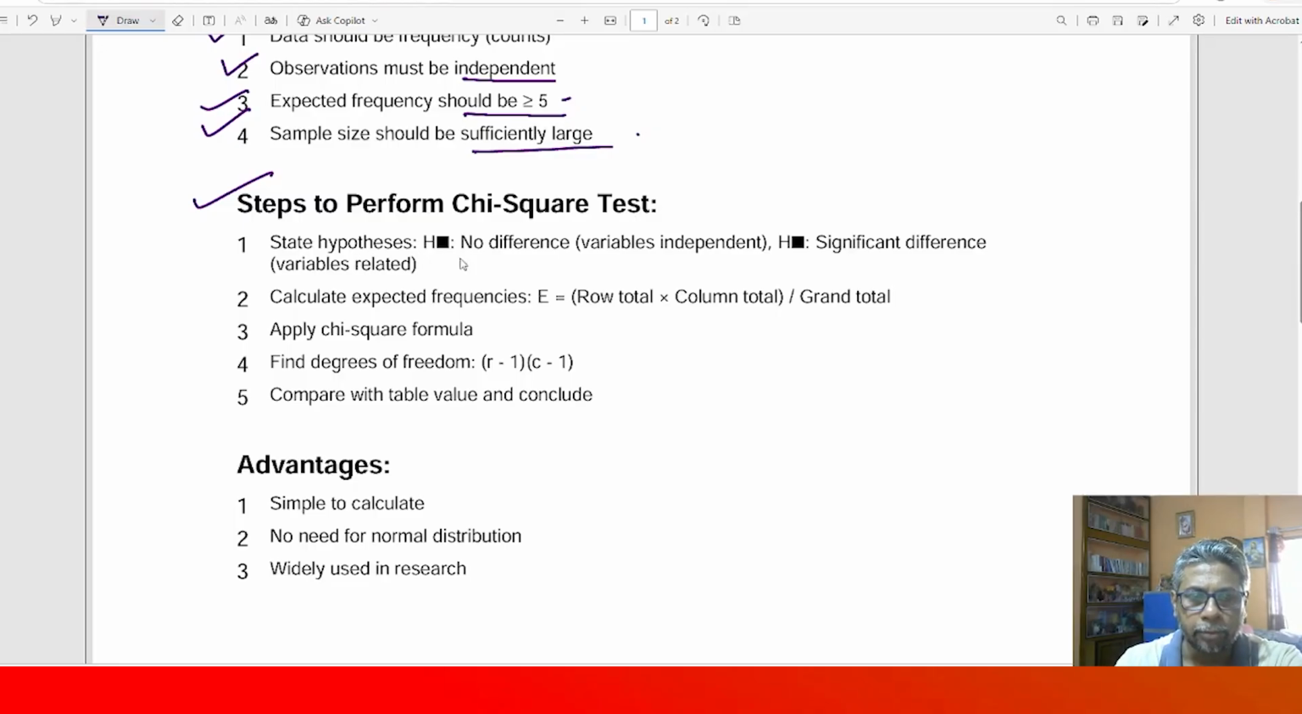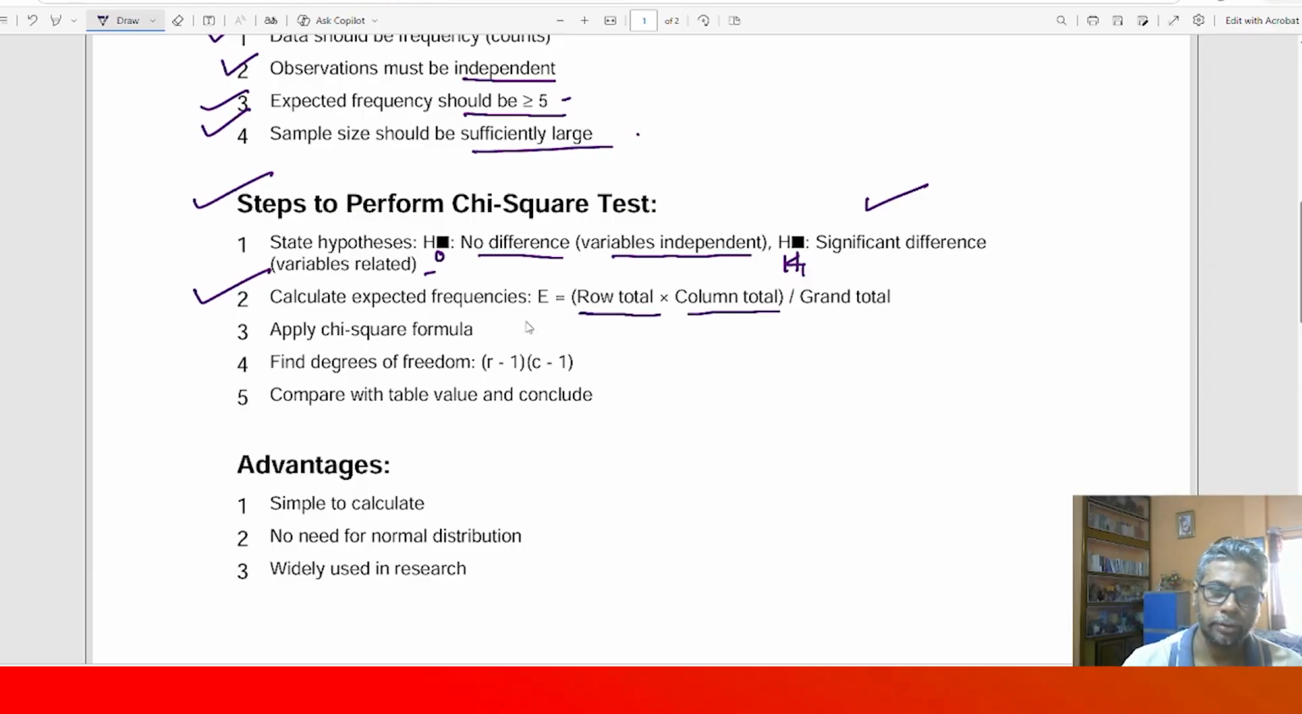First, state the hypotheses. H0 is the null hypothesis: no difference, variables are independent. H1 is that there is a significant difference and the variables are related. Calculate the expected frequency E, which is row total into column total divided by grand total. Apply the chi-square formula. Find the degree of freedom, (r minus 1) into (c minus 1). Compare with the table value and conclude. These are the steps.